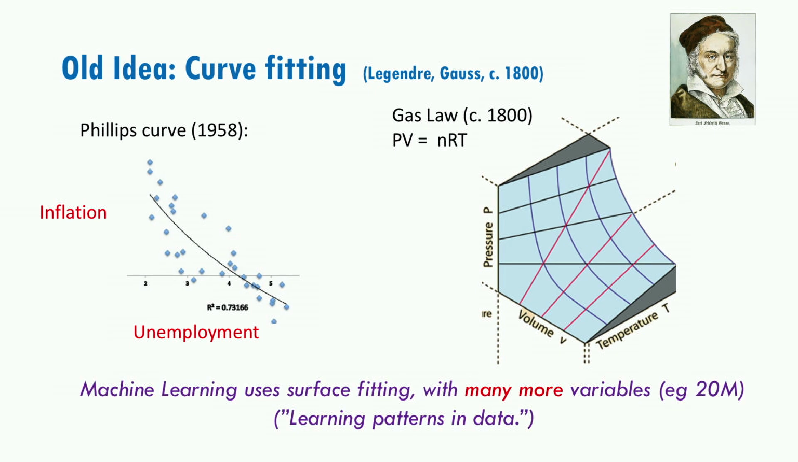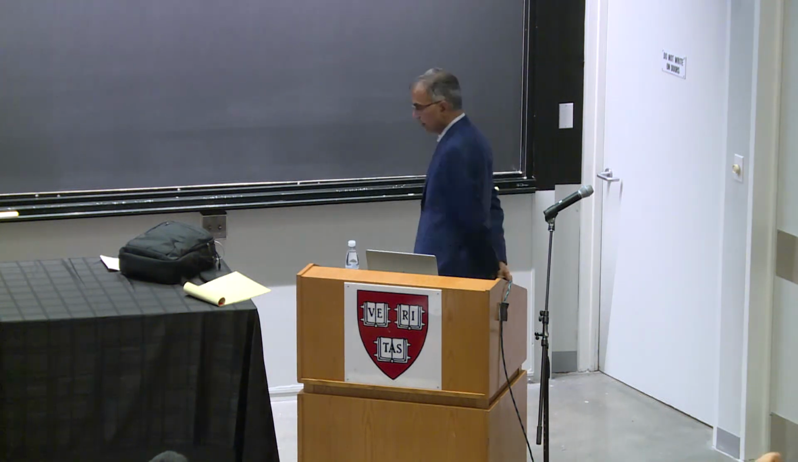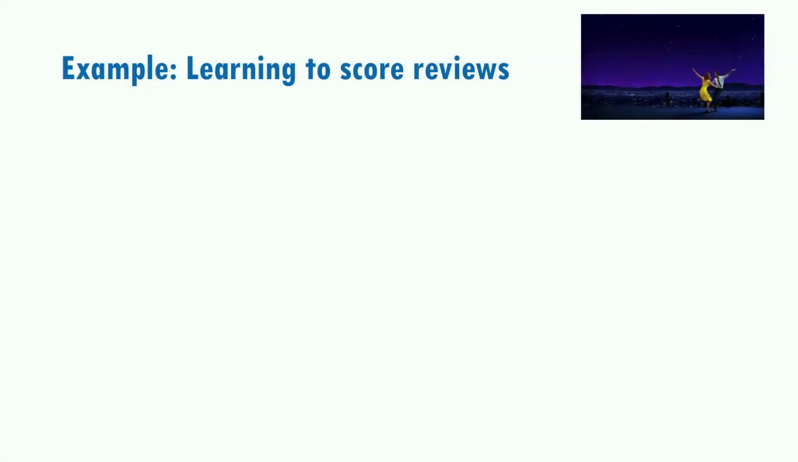Now, machine learning also uses this kind of surface fitting or curve fitting, but with many more variables: millions, tens of millions, hundreds of millions of variables. And fitting this curve to data is like finding the patterns. So let's see a very simple example: learning to score reviews, movie reviews.